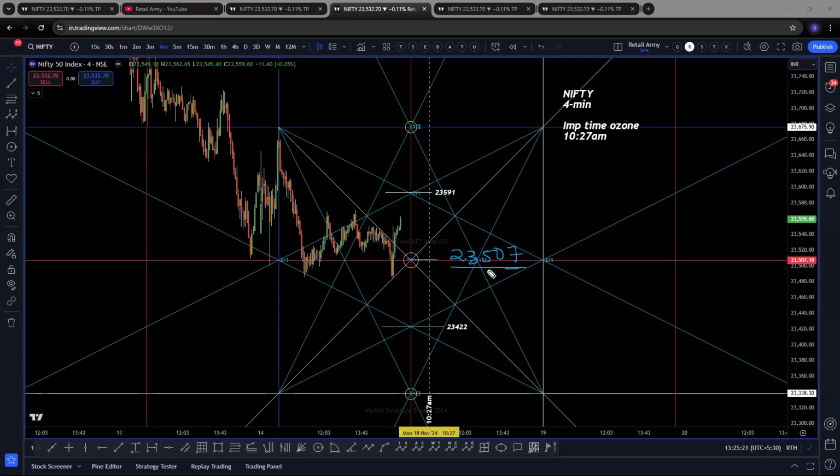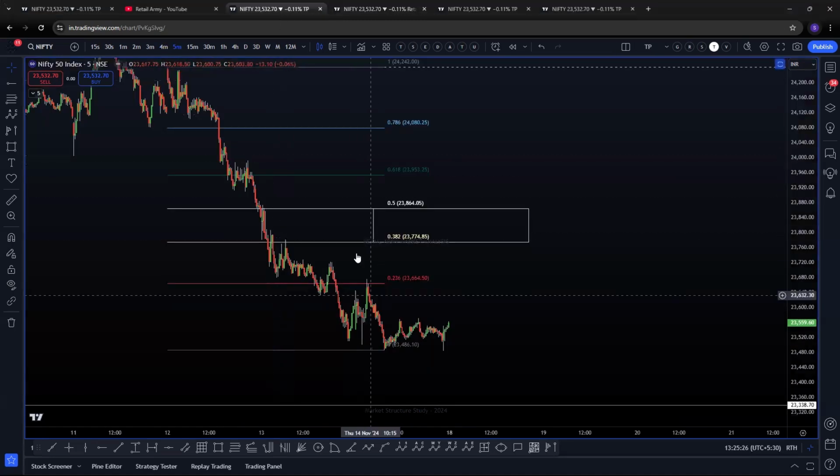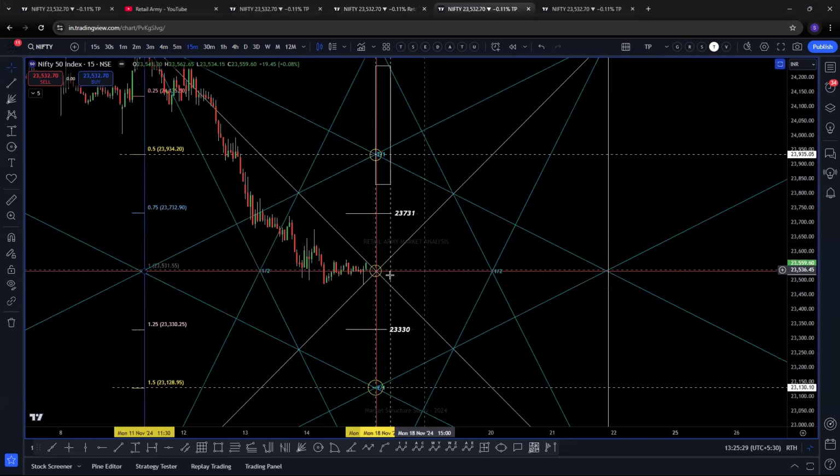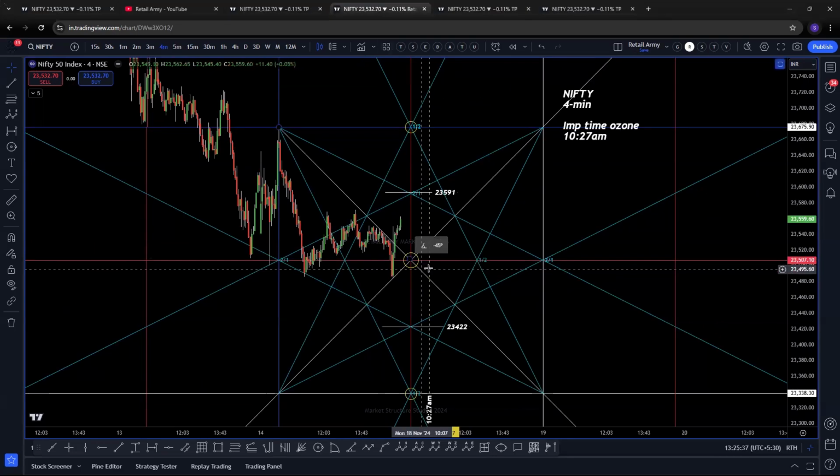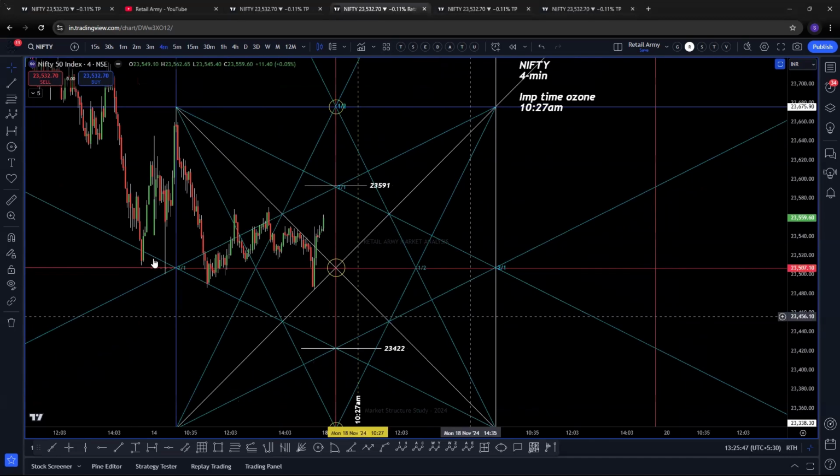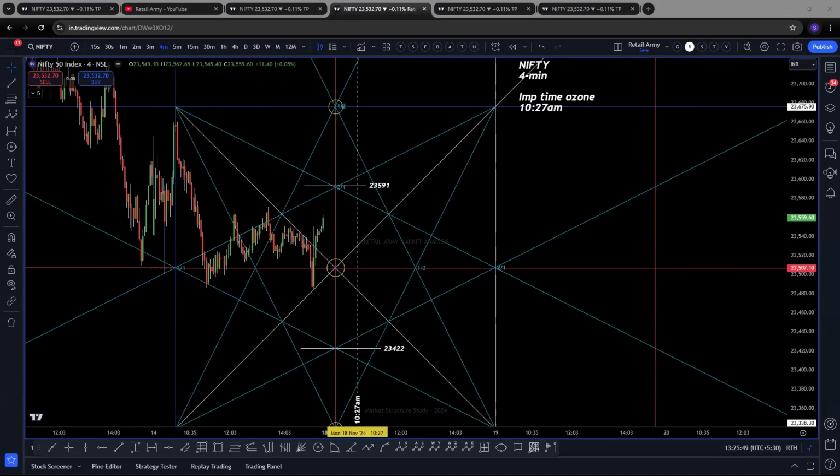Now 23,507 is the same, or very close to the level of 23,530 of the weekly time zone. So the weekly time zone 23,530 is there, this 500 level, and intraday also at 23,507 we have a strong time zone, a major Gann angle at 23,500. So 500 to 530 becomes a very important zone for tomorrow.